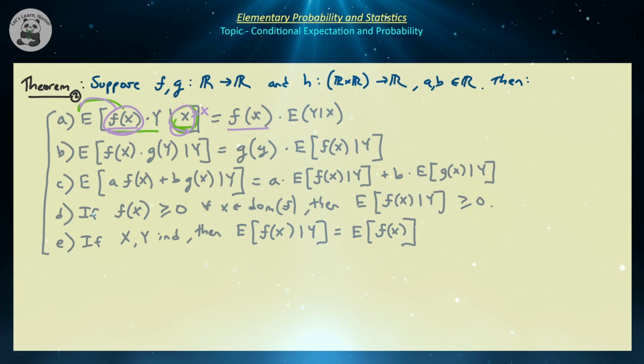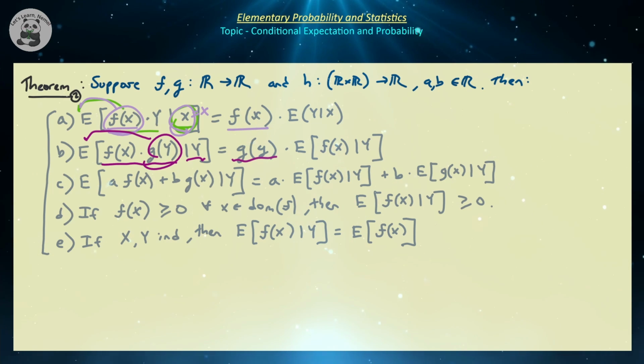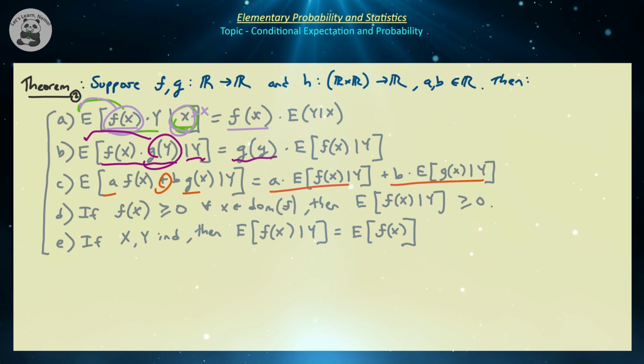Similarly, if you have the expected value of the product of two functions, f of random variable x times g of random variable y, with respect to y, g of y can be factored out, but it turns into g of the value that capital Y takes times the expected value of everything that's left over. Similarly, expectation is a linear operator, so it can distribute over addition, and constants can factor out. So you have the sum or linear combination of conditional expectations of f and g with respect to y.